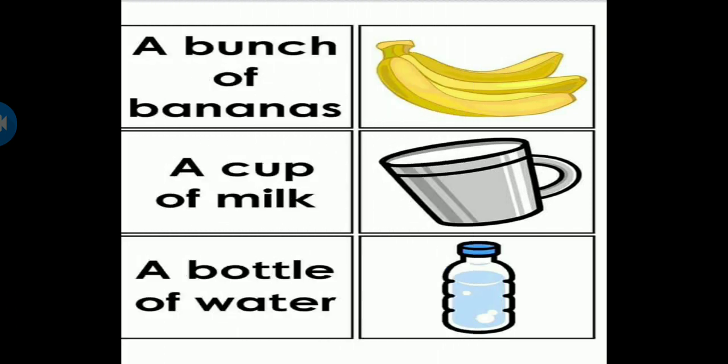A bunch of bananas. Bunch is a collective noun here. When we have one banana, we say I have one banana, but when we have many bananas together, we say I have a bunch of bananas. A cup of milk. When we have a lot of milk in a huge mug or a cup, we say a cup of milk. A bottle of water.